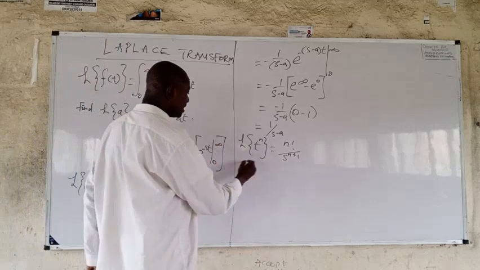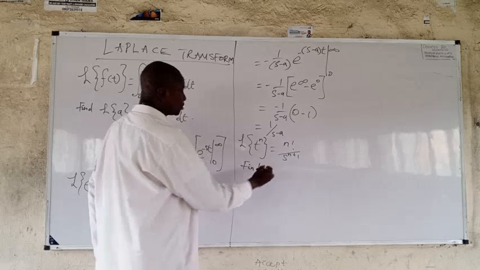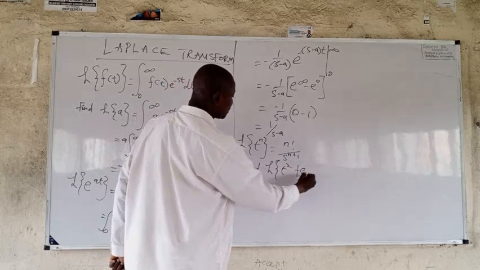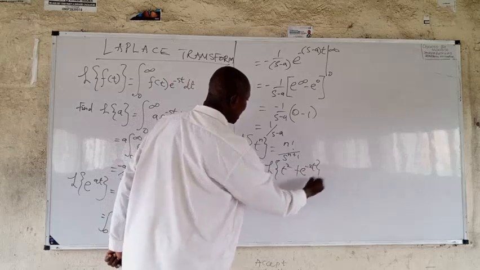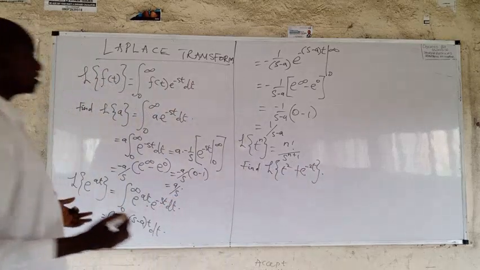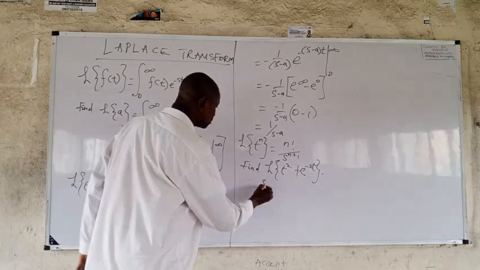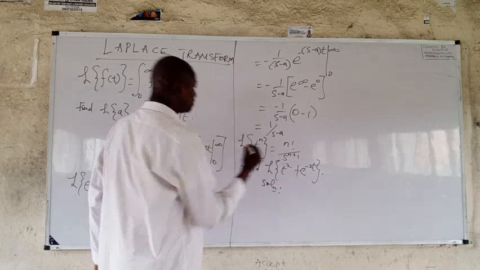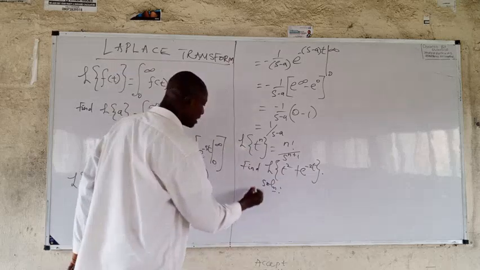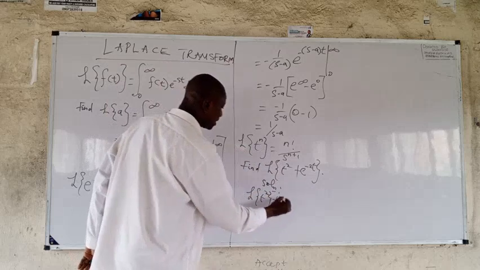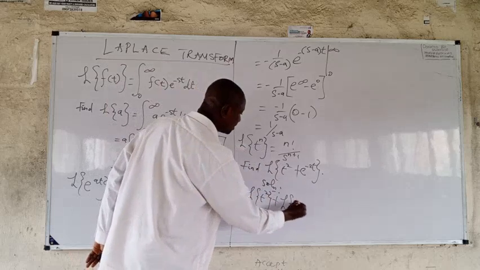For example, find the Laplace transform of t squared plus exponent minus 2t. How do we solve this? Laplace transform of t squared plus exponent minus 2t. Solution to this: you break the Laplace into two parts. Laplace of t squared plus Laplace of exponent minus 2t.